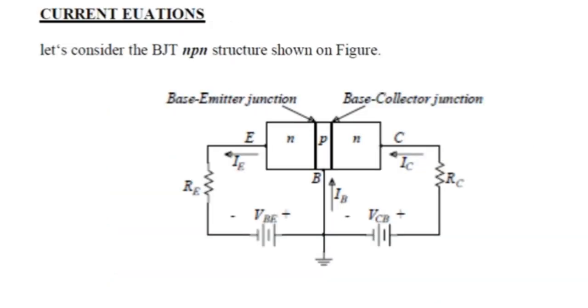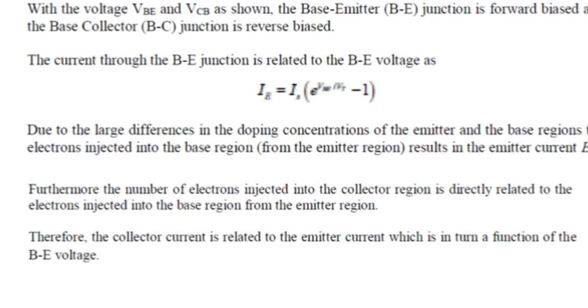And the current equations, you can see the NPN structure here. With the voltages VBE and VCE, you can see the forward and reverse junctions: the base to emitter junction is forward biased and the base to collector junction is reverse biased. You know the current equation: I equals I naught into e to the power V by Vt, minus 1. Due to the large difference in doping concentration, some of the electrons are injected into the base region, which results in the emitter current.